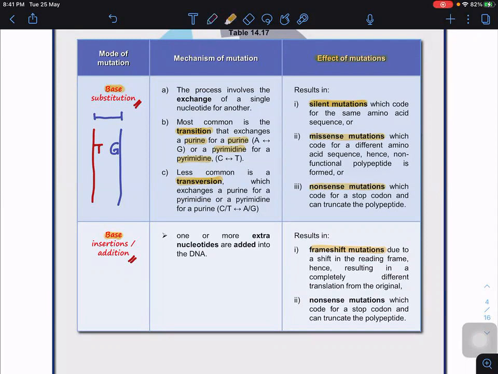So what are the effects here? We have a silent mutation, which codes for the same amino acid. Therefore, you won't see any difference in the polypeptide. We have the missense mutation. It codes for a different amino acid, so it may result in a non-functional polypeptide. Are you clear? Or less functional, not so effective now. Then nonsense. Why? Because it codes for a stop triplet or stop codon and may truncate, meaning shorten, the polypeptide. Okay, nonsense.